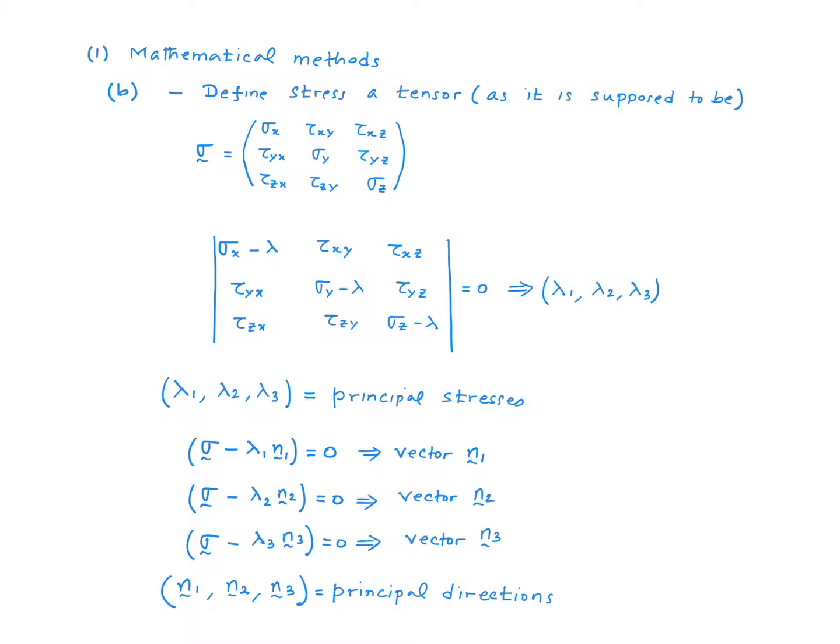You can apply this method for 2D stresses as well. You'll get 2 values, 2 principal stresses. And then for each of the principal values, lambda 1, lambda 2, and lambda 3, you solve for 3 vectors, n1, n2 and n3 from these 3 equations, and these vectors are the principal directions.